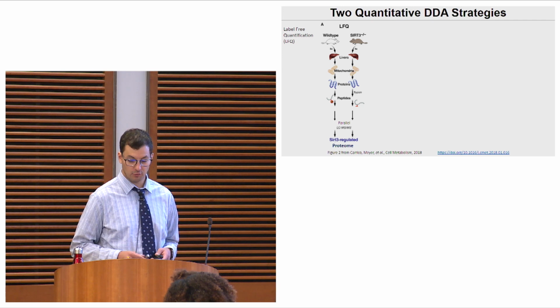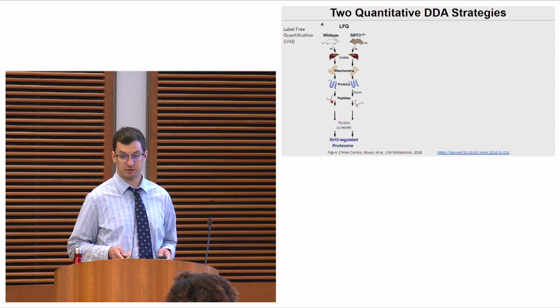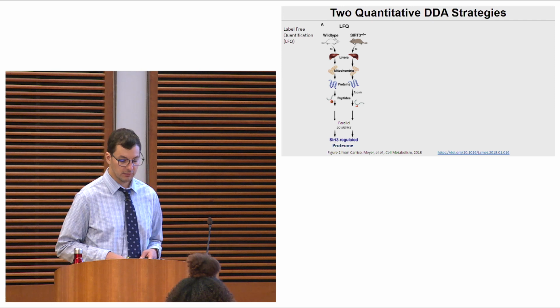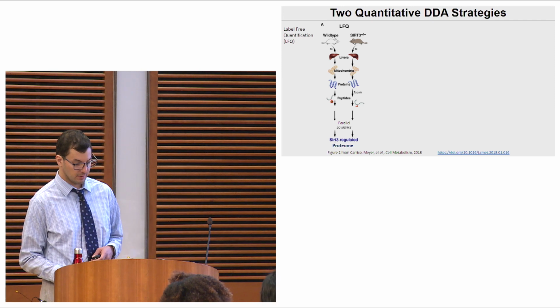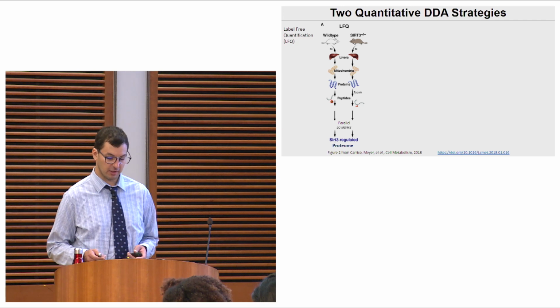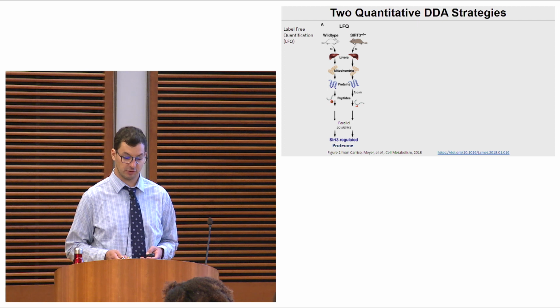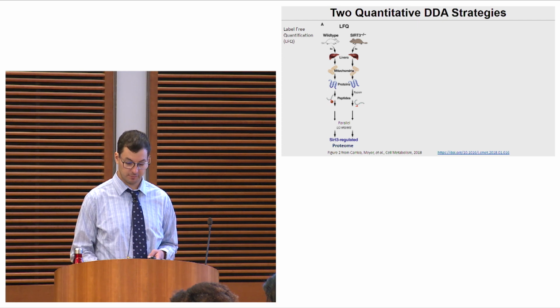Now let's talk a little bit about quantitative DDA strategies, because we'll make a comparison between DDA-based quantification and DIA-based quantification later. The first method is called label-free quantification, or LFQ. This is where you simply process your control and treatment samples in parallel and then analyze them by mass spectrometry in parallel. And you'll use the intensity of your peptide precursor signal over the chromatographic elution time to assign a quantity to that peptide.